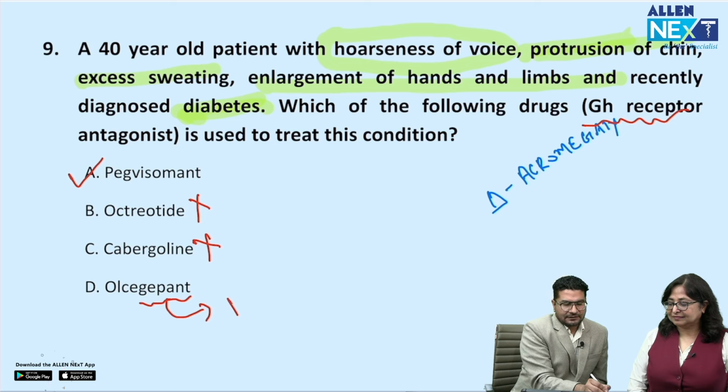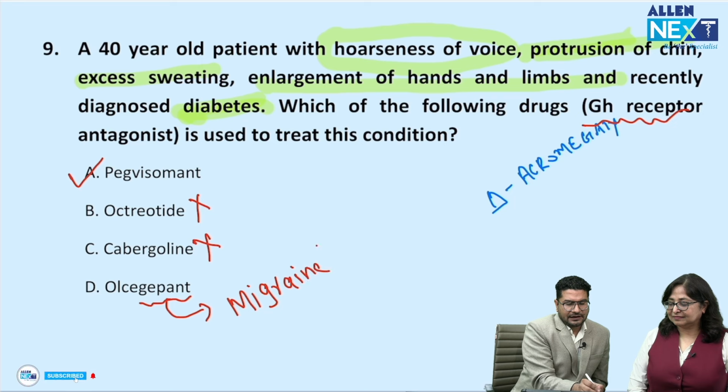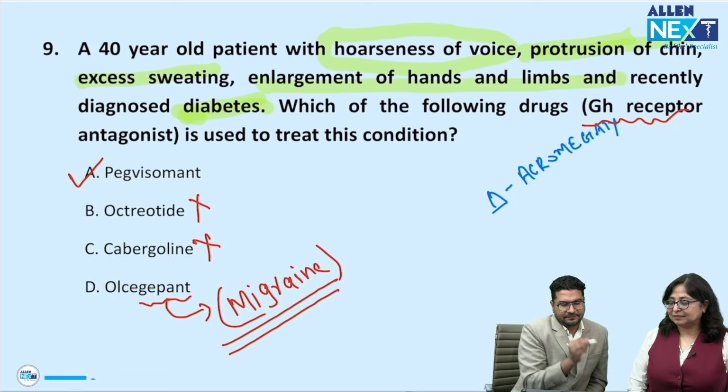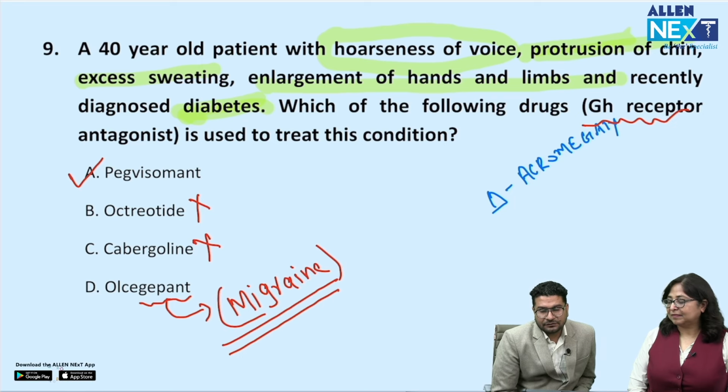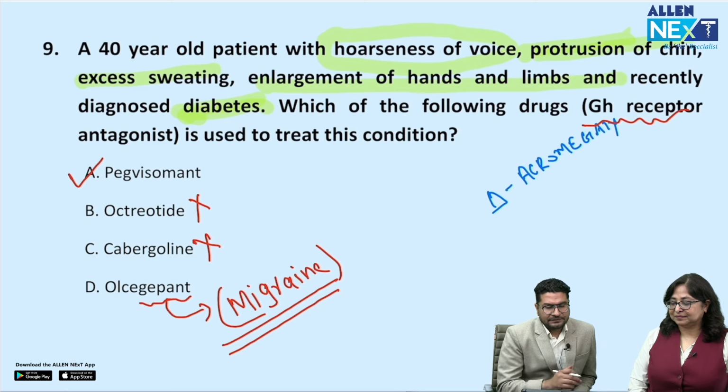These are the new drugs that we have for migraine. These are CGRP drugs, acting on calcitonin gene-related peptide. So these are the drugs that we use to treat migraine. Okay? So the answer is clear.